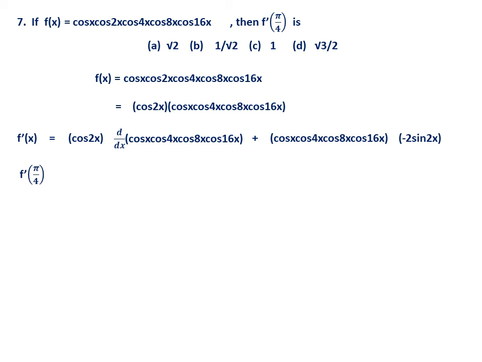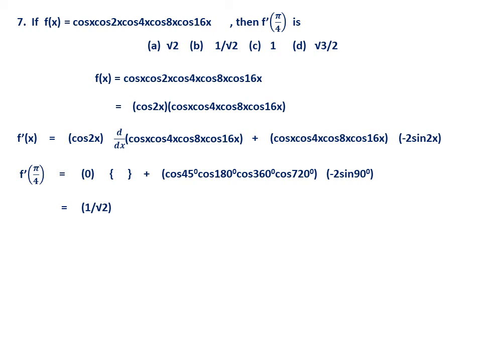Now what happens is, for f dash pi by 4, the first term will be 0 only, because for pi by 4, 2x is pi by 2. So the first term itself becomes 0. You need not worry about the differentiation of the second one, leave it. Then in the second one, substitute x equal to pi by 4. Since pi by 4 is difficult, you take it as 45 degree. Therefore, substitute cos 45 degree, cos 180 degree, cos 360 degree, cos 720 degree into minus 2 sin 90 degree.